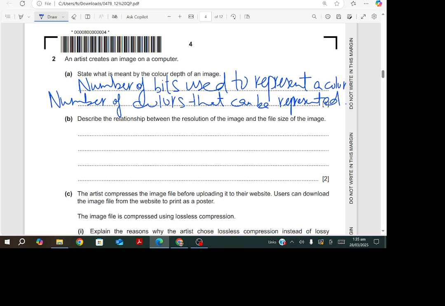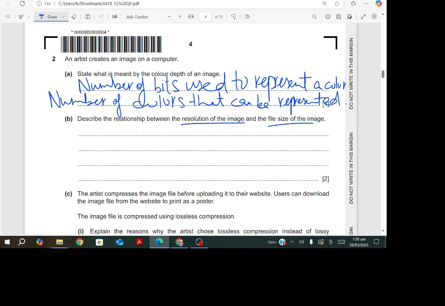Okay, relationship between the resolution of an image and the file size of an image. So first of all, if this type of question is asked, you have to jot down the points in your mind that what could be the relationship. Here we are talking about resolution of an image and file size of an image. So if we increase the resolution, file size will also be increased. So there is a direct relationship, which means if we increase the resolution, file size will also be increased, more number of bits will be used to store, right?